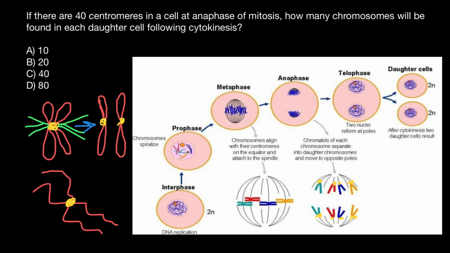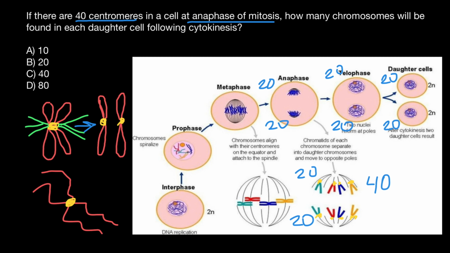And if during this stage we can count 40 centromeres here, according to our problem, 40 centromeres during anaphase of mitosis, that actually means that 20 would go in one direction to one pole and 20 would go to the other pole. Using this picture, so 20 here, 20 here, 20 here, 20 here. And as a result, 20 in one daughter cell and 20 in another daughter cell.